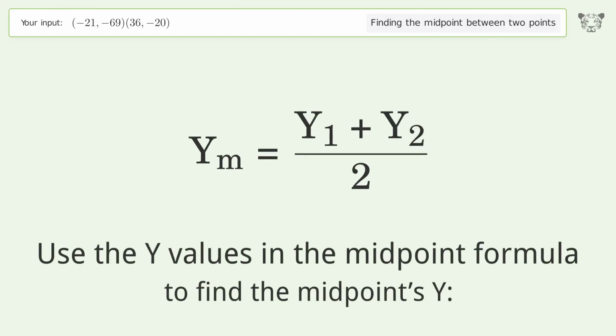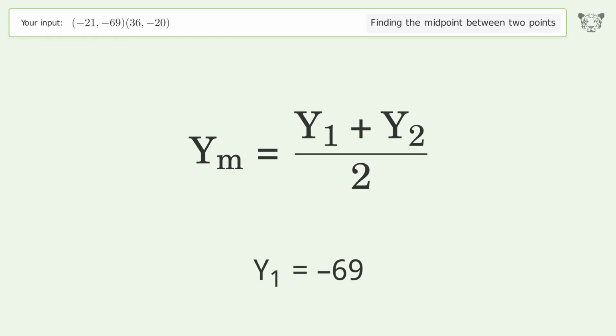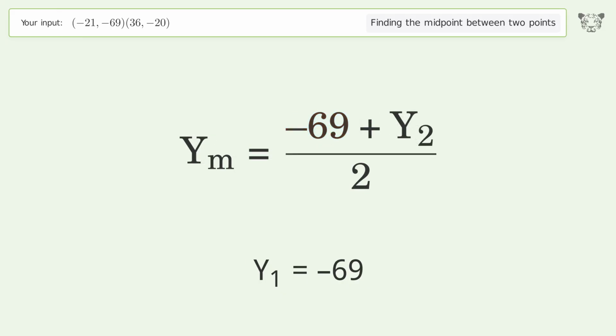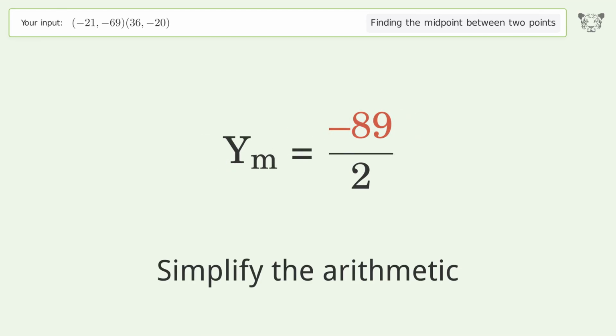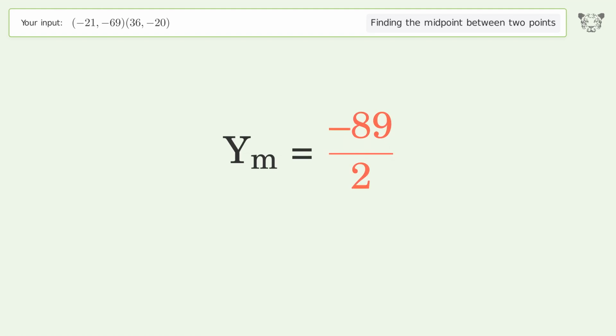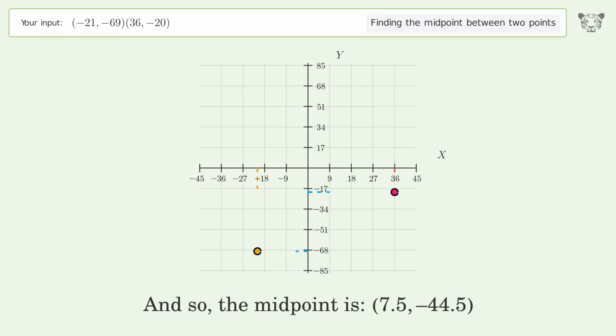Use the y values in the midpoint formula to find the midpoint's y. y1 equals negative 69. y2 equals negative 20. Simplify the arithmetic. And so, the midpoint is 7.5, negative 44.5.